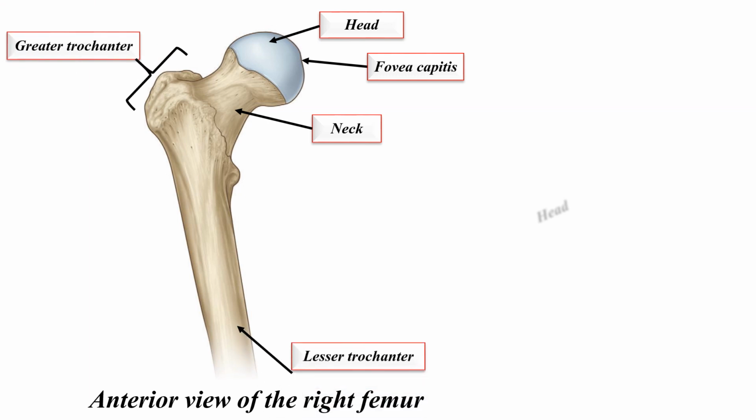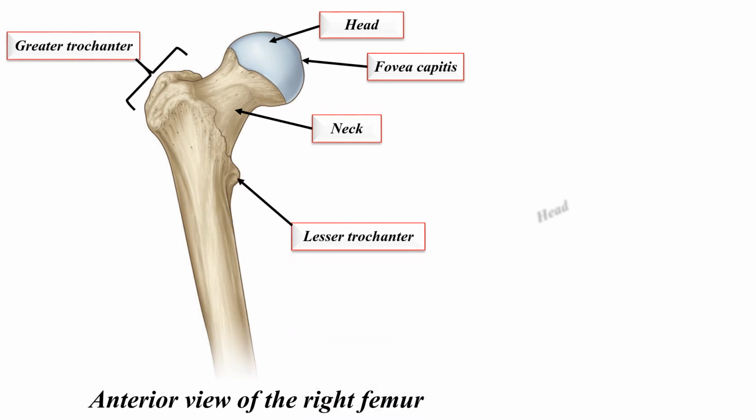The greater trochanter and the lesser trochanter. The iliopsoas muscle is attached to the lesser trochanter. Anteriorly between the greater trochanter and the lesser trochanter, this is the intertrochanteric line. The vastus lateralis arises from the upper half of the intertrochanteric line, while the vastus medialis arises from the lower half of the intertrochanteric line.